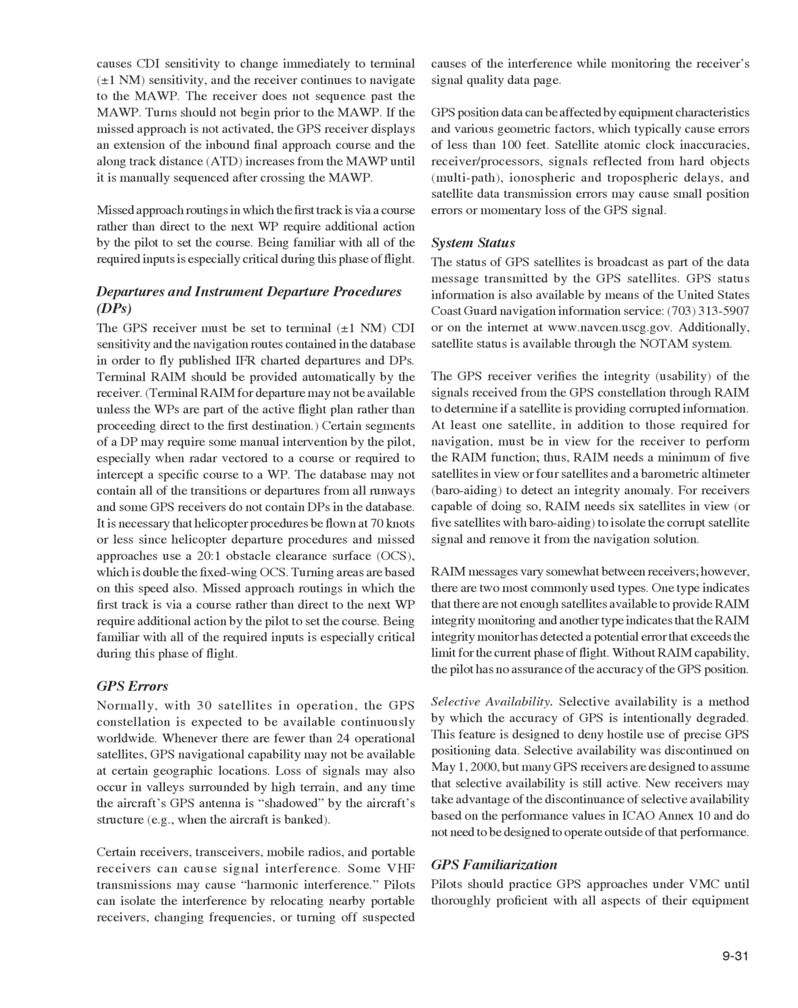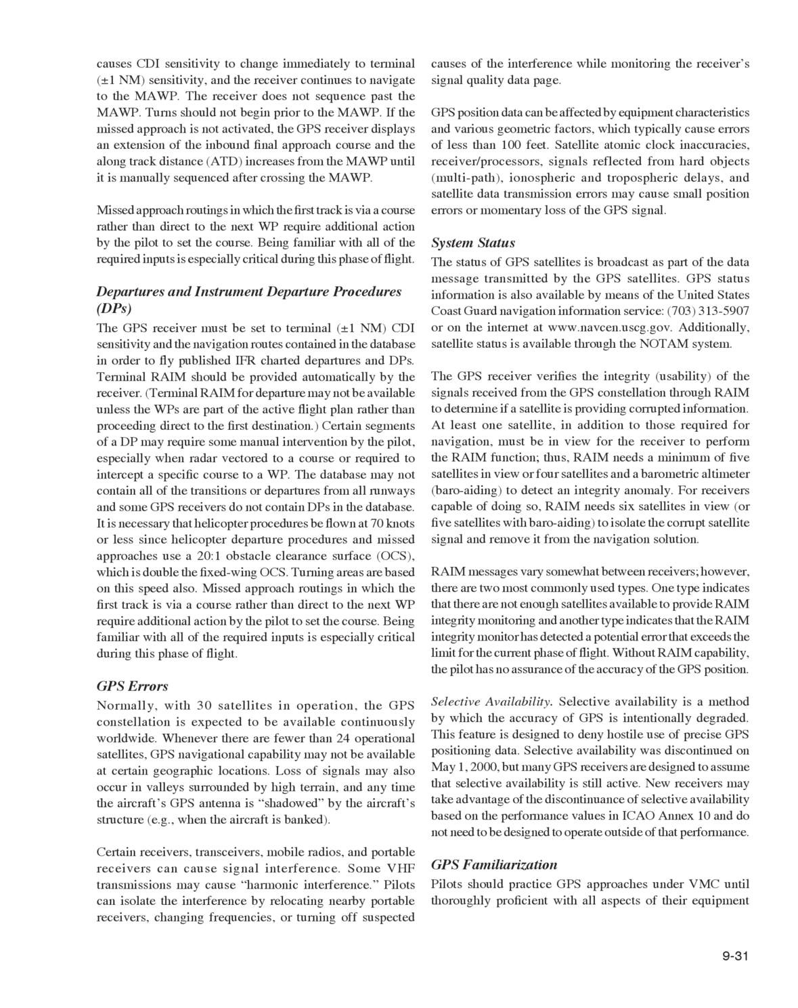Selective availability. Selective availability is a method by which the accuracy of GPS is intentionally degraded. This feature is designed to deny hostile use of precise GPS positioning data. Selective availability was discontinued on May 1, 2000, but many GPS receivers are designed to assume that selective availability is still active. New receivers may take advantage of the discontinuance of selective availability based on the performance values in ICAO Annex 10 and do not need to be designed to operate outside of that performance.